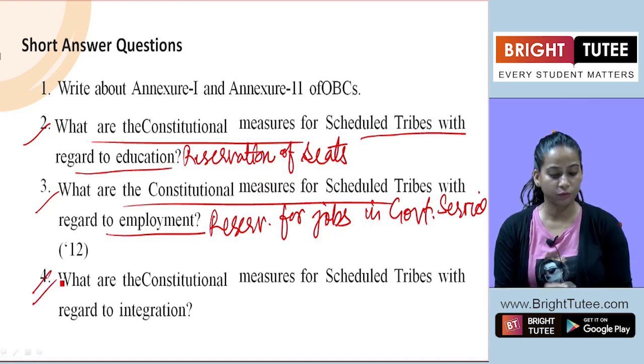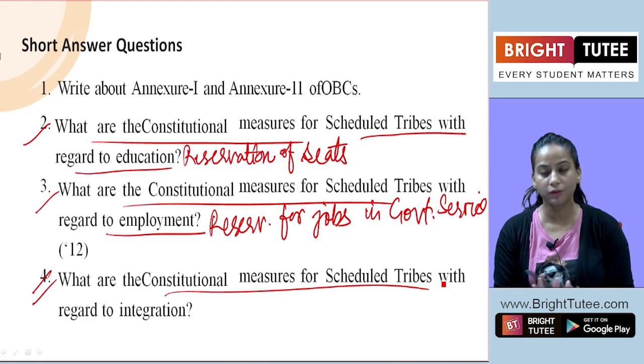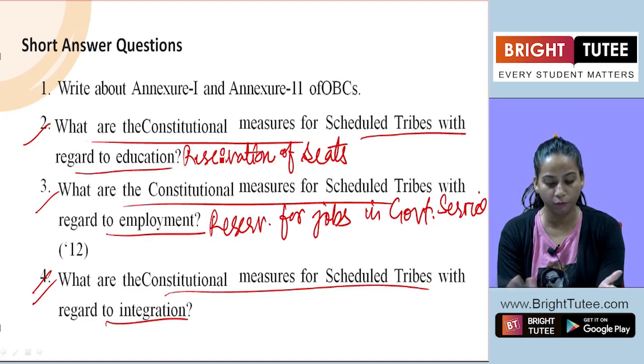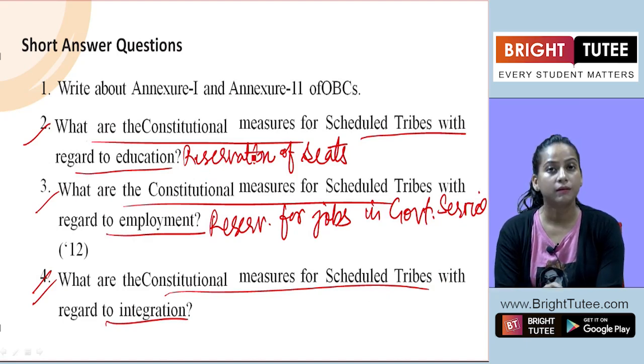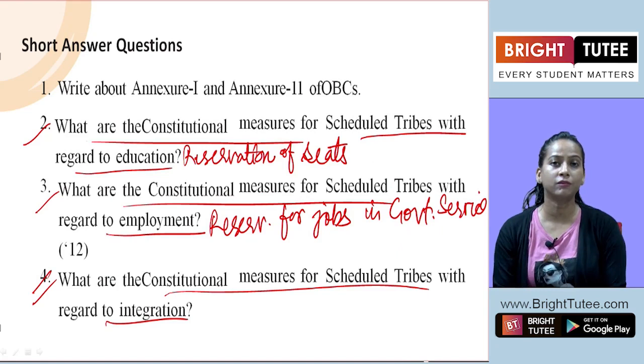In the next one, they have asked: what are the constitutional measures for scheduled tribes with regard to integration? Here we have to mention the different provisions. The first one: reservation of seats for tribals in the legislature, both in the Lok Sabha and the State Assembly. Then safeguarding of tribal rights in their land and prevention of land alienation is also one of the provisions. Then safeguarding of their culture, language and traditional institutions is also a provision just to protect their identity.